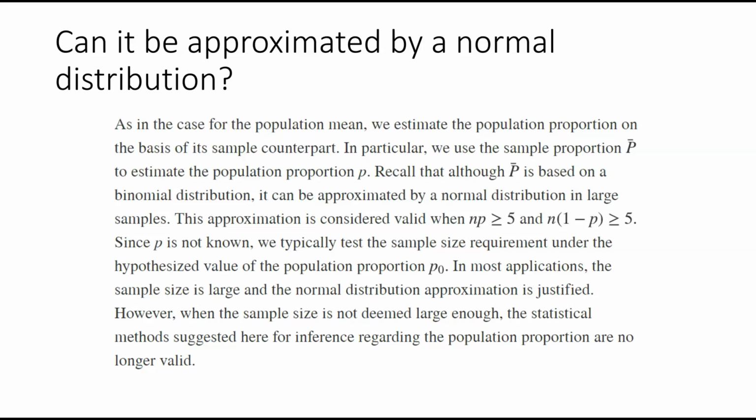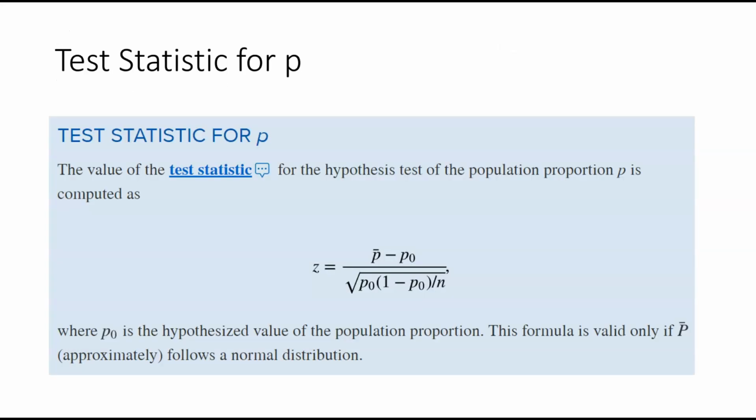Now, it is important to note that we have to make sure we can approximate this with the normal distribution, and so we have to consider these two items before we move on. Usually if n is really, really large, then we don't need to worry about that. For the test statistic, it's a z-score, and we use the sample proportion to figure out the population proportion.